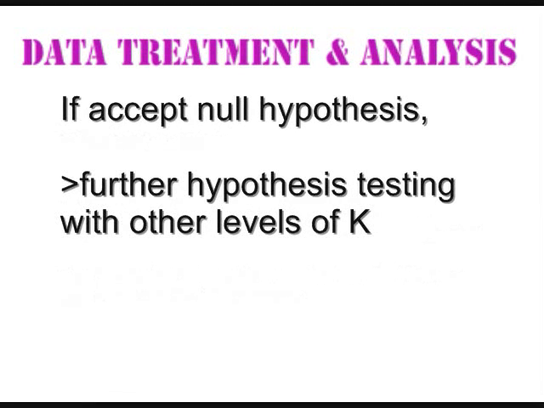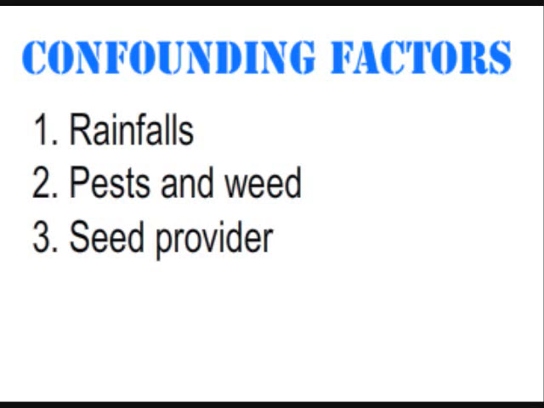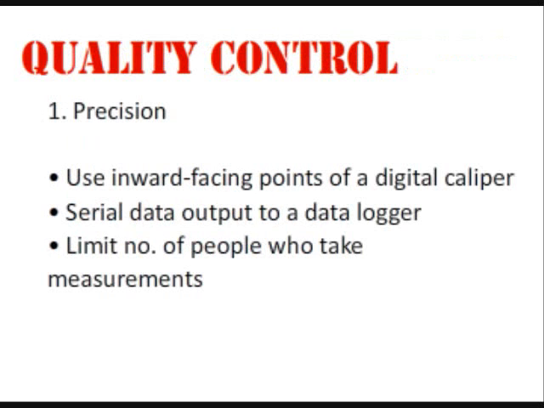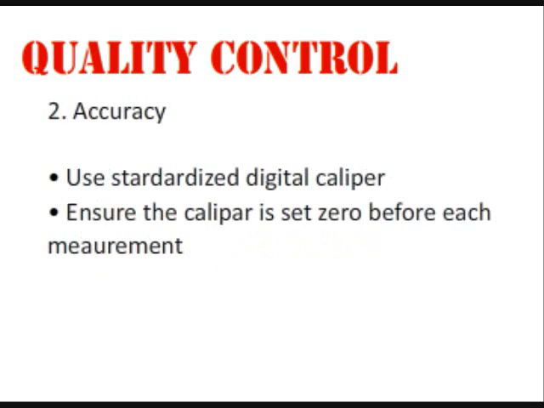If the null hypothesis is not rejected, we will repeat the study and work on further hypothesis testing with other levels of K, such as 4, 11, 39, and 46 tons per hectare. We identify several confounding factors, which include rainfalls, pests and weeds, as well as the provider of the seeds. And here are the ways to control the quality with respect to precision and accuracy.